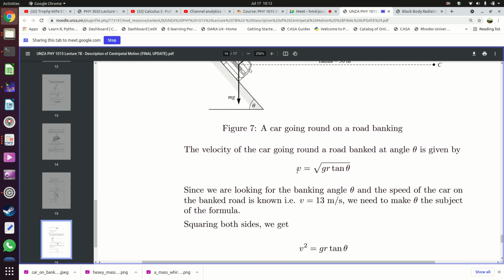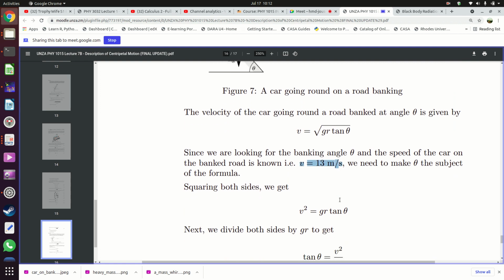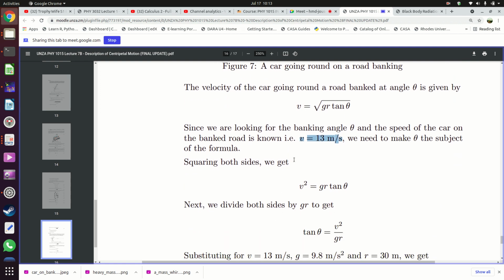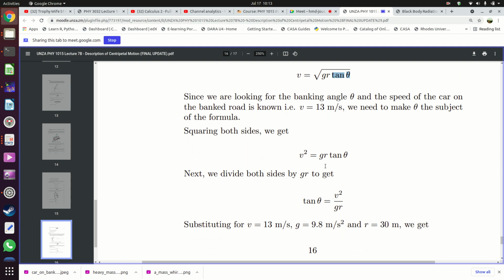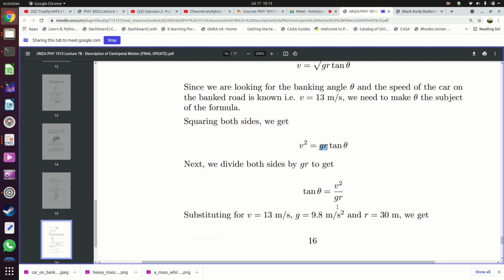So we know that the velocity of the car v is equal to the square root of gr tan theta. Our v in this case is 13 meters per second. We're looking for theta and we know the r. We want to get tan theta so that we can find theta. So when you square both sides, you end up with v squared is equal to gr tan theta. Then when you divide both sides by gr, you end up with tan theta is equal to v squared over gr.